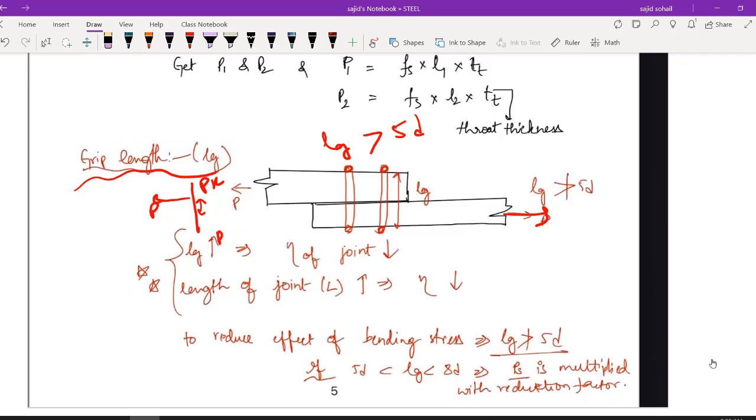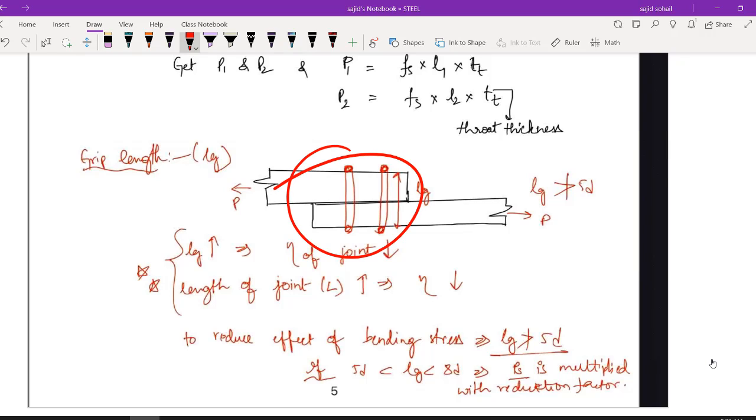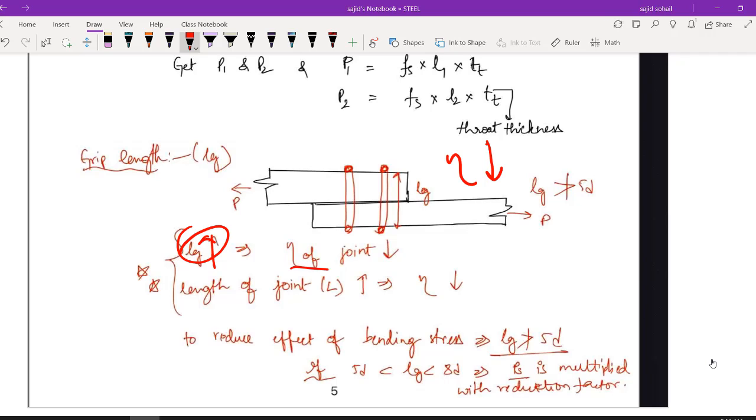Agreed? So यहाँ पे एक moment आ रहा है. Because of this moment, you are getting bending, and because of this bending, you will get bending stresses. As the stresses increase, stresses बढ़ते जा रहे हैं, obviously the efficiency of the joint will go on decreasing. Common sense की बात है. So if your grip length is more, then obviously the efficiency of the joint will be less. Simple सी बात, right? I hope you got the concept.